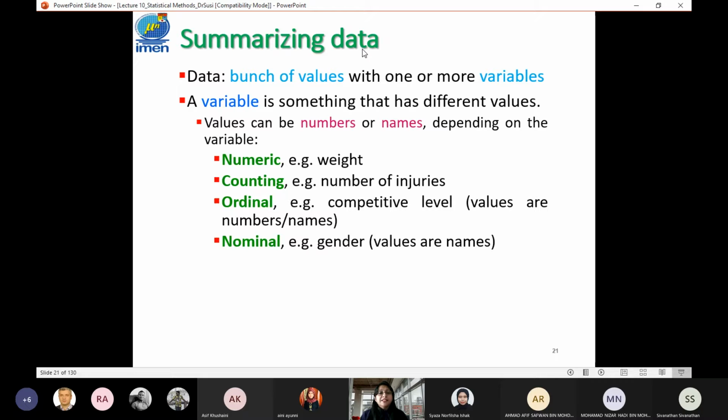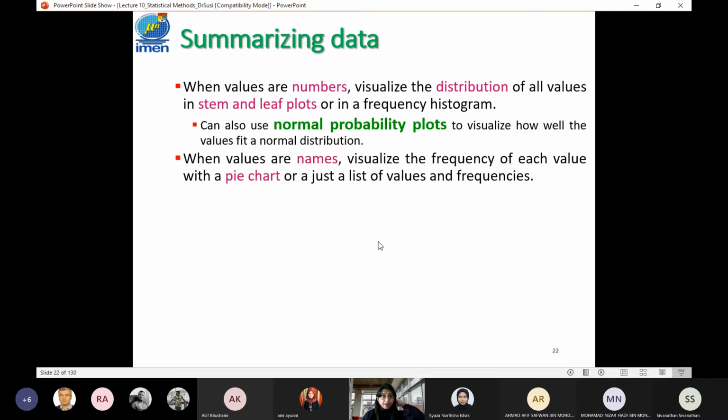Summarizing data, which are a bunch of values with one or more variables. A variable is something that has many different values. It can be numbers or it can be names, depending on the variable. It can be numerical, for example, weight. You can count, for example, the number of injuries. It can be ordinal, like competitive levels, numbers or names, or it can be nominal, like gender, female or male. Nominal values.